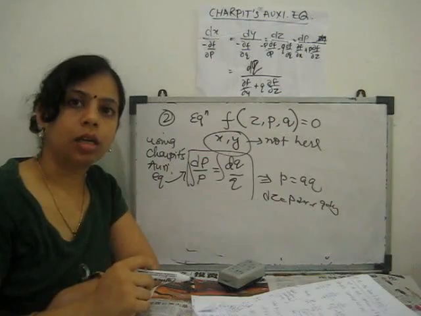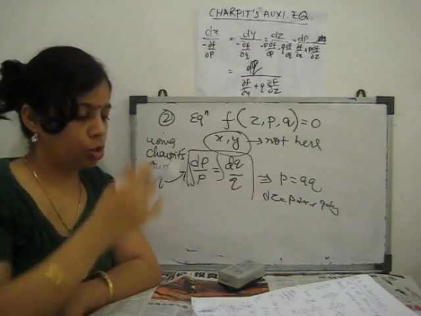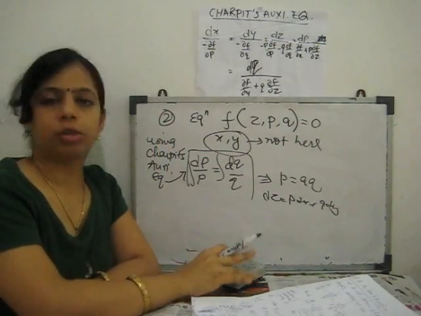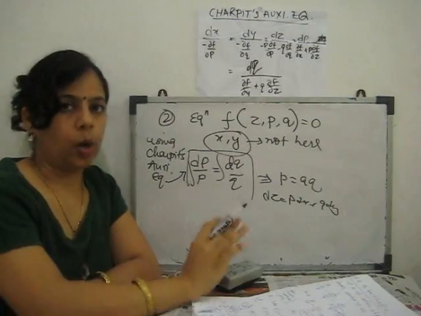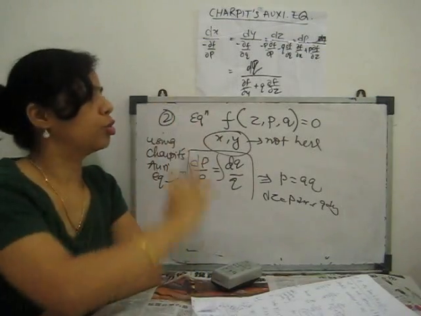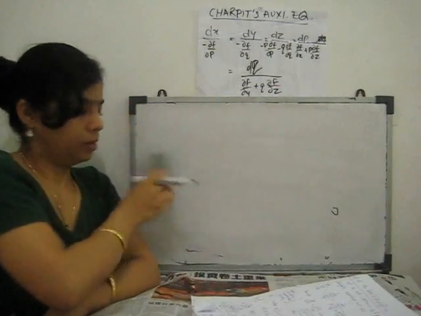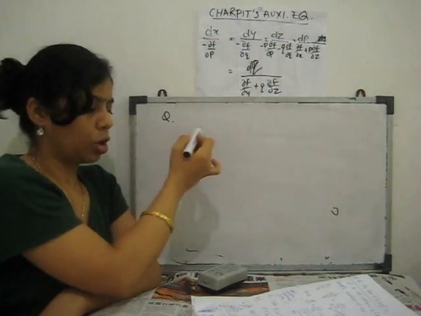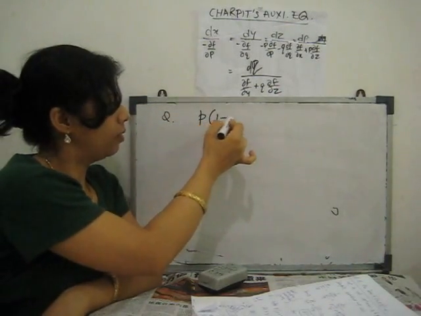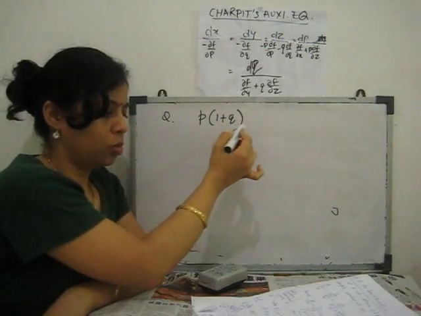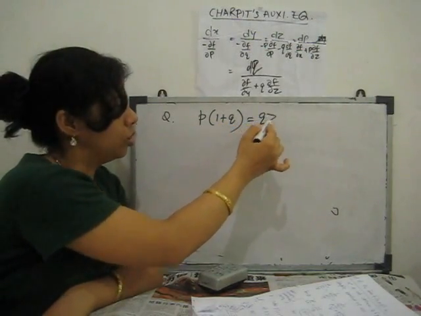We get the required complete solution. So this is another form. I will solve some examples on this form so you better understand how to solve it. So we go for the example. Question: solve p(1 + q) = qz.